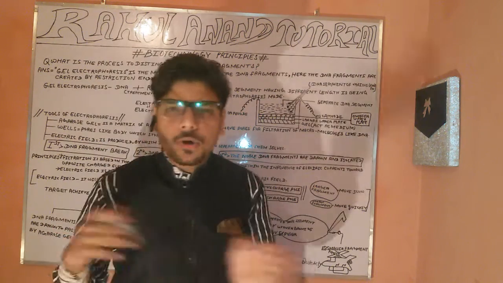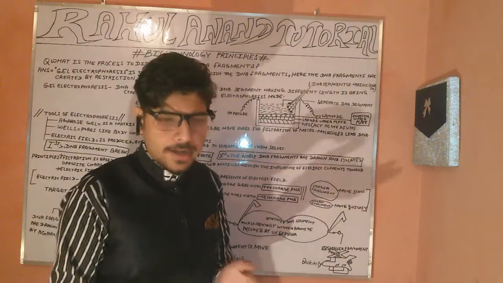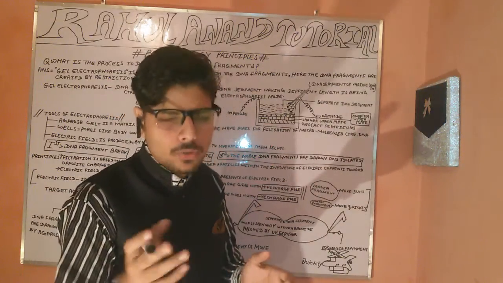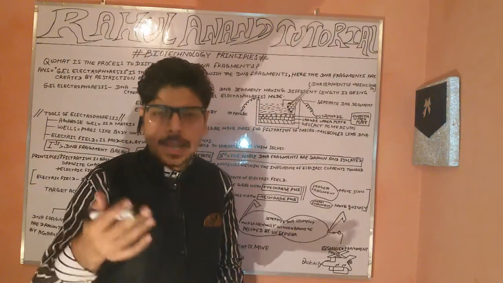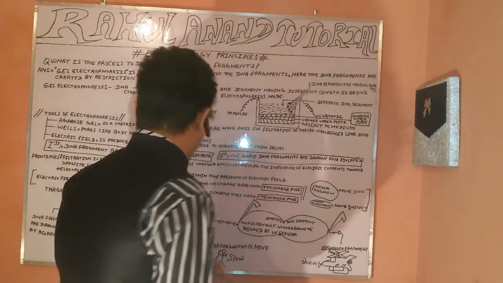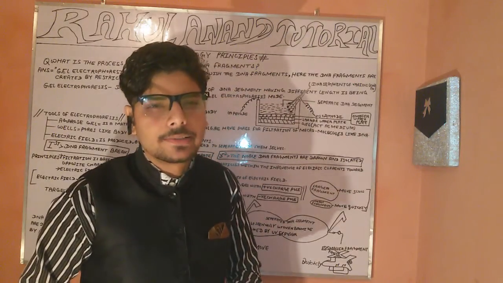Thus by this process we could separate our DNA as well as the PO4 3 minus and the larger molecules, the macromolecules. So this is somewhat the case of the electric field. Now after that we have the process of the DNA fragments.